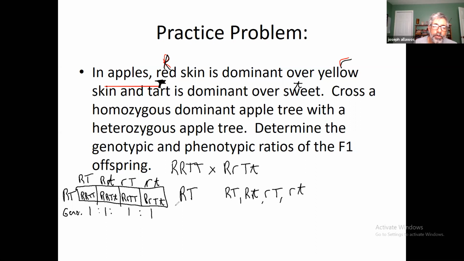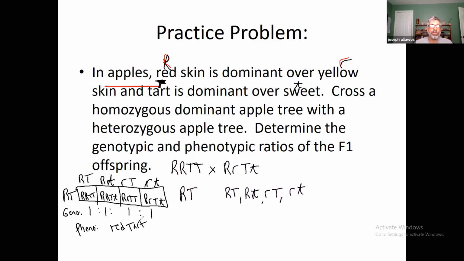So there's 4 different genotypes, but what about phenotypes? How many different phenotypes are there? And what are they? What about this one? It's red and tart. Tart is dominant. Red and tart. Red and tart. They're all the same phenotype, right? There's no genetic variability among the phenotype of these 4 individuals, or these 4 genotypes.